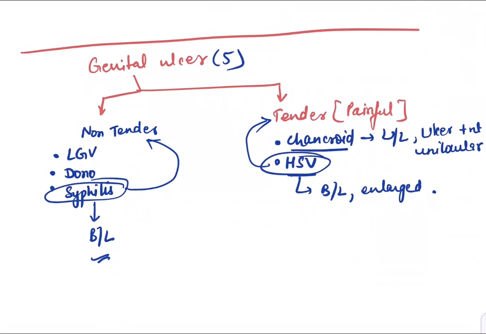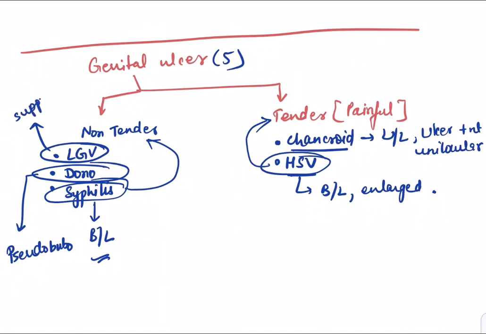Now the LGV and Donovanosis. In Donovanosis, no inguinal lymph node is involved. Here in Donovanosis we see that the bubo is false, like pseudobubo. And in LGV, lymphogranuloma venereum, we see the groove sign. Also in LGV, there is suppurative lymph node involvement, and this is the main difference here.